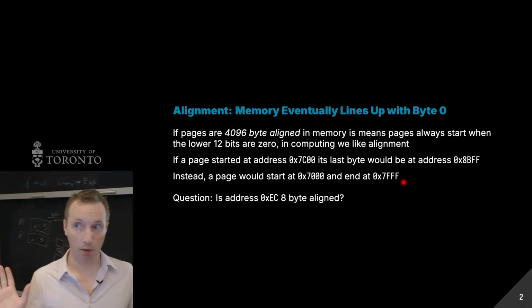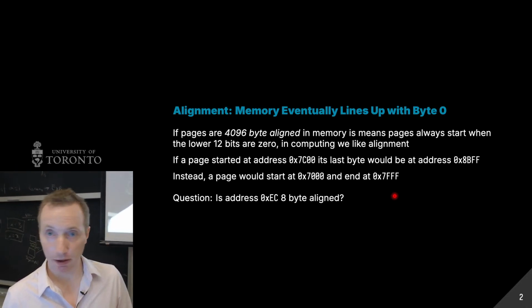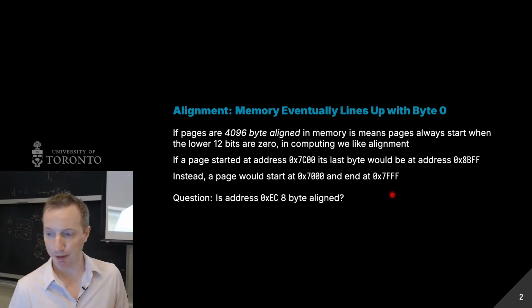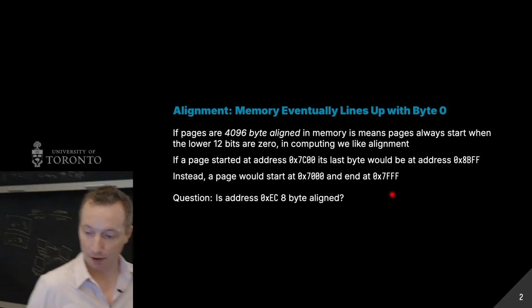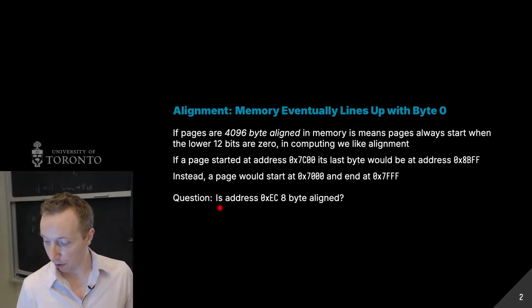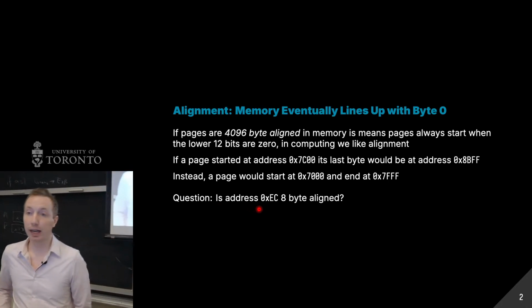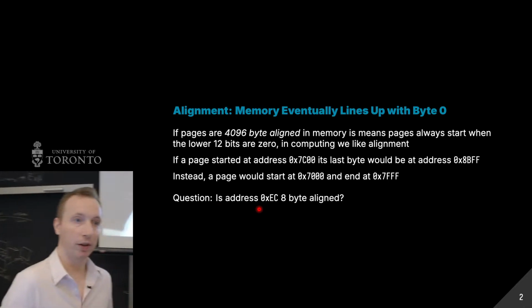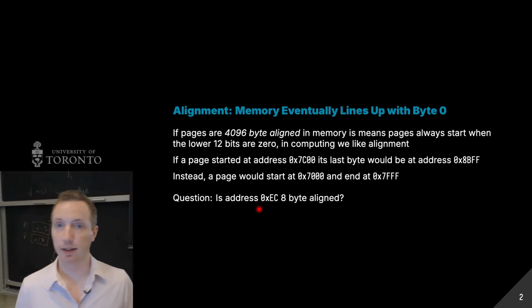Is that okay? So alignment, you might have heard the term, is scary, but basically it just means that the address is divisible by that number. So a question for you: is the address EC 8-byte aligned? Is this number divisible by 8?